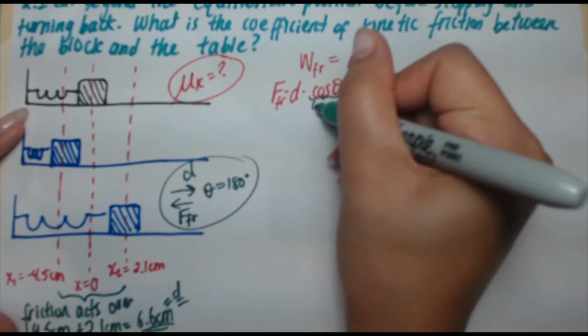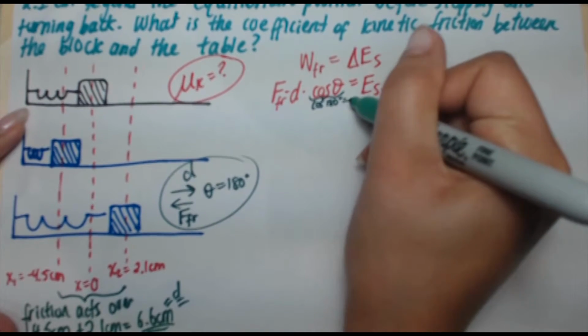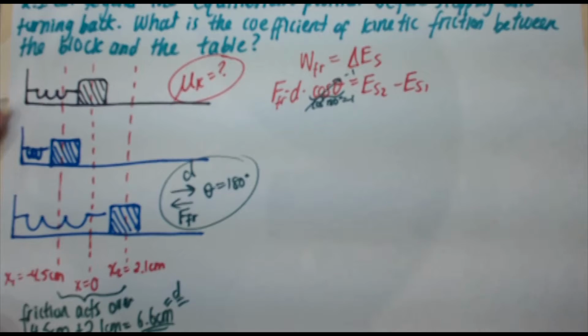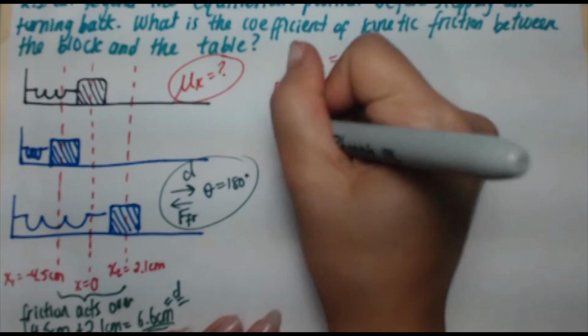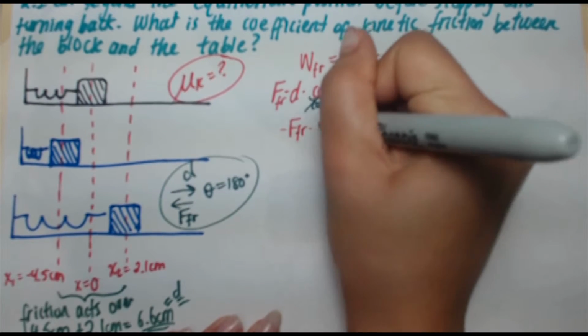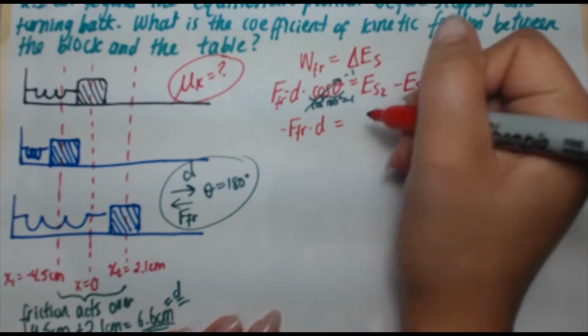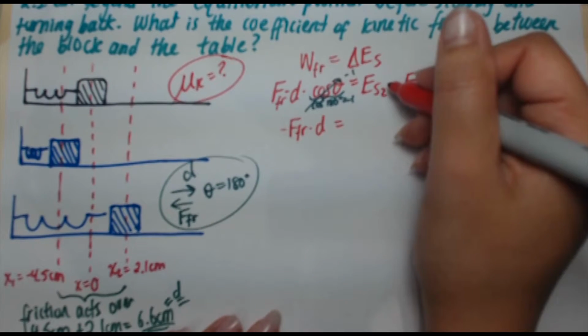So cosine of 180 is minus 1. So this thing disappears and you're going to get minus 1. So the next line you're going to have minus F_fr d equals E_s2 minus E_s1. Well, this is actually really cool.